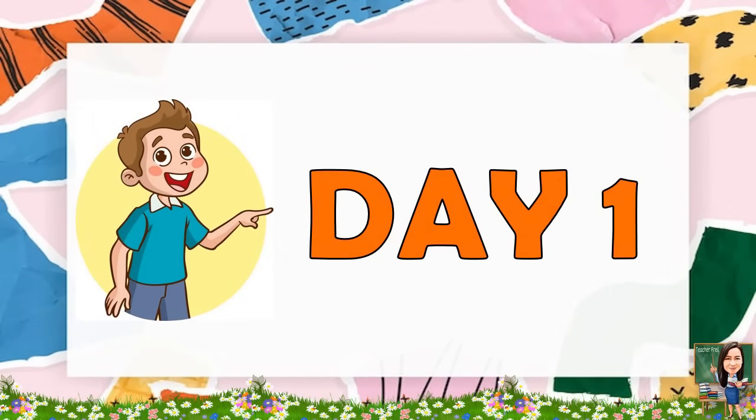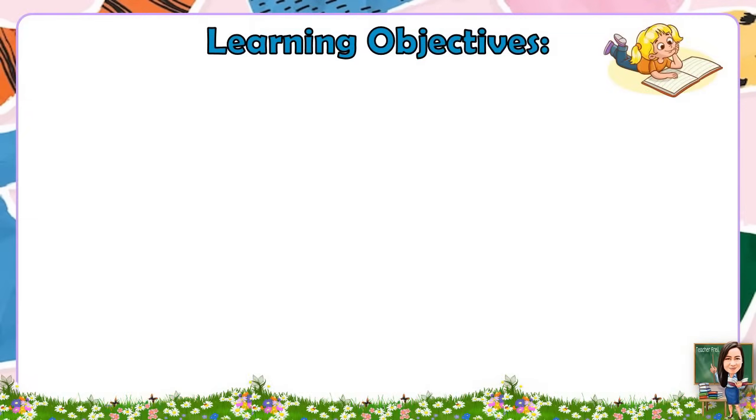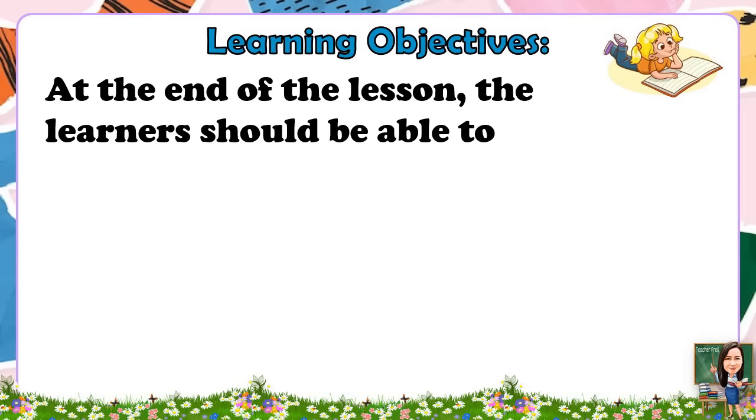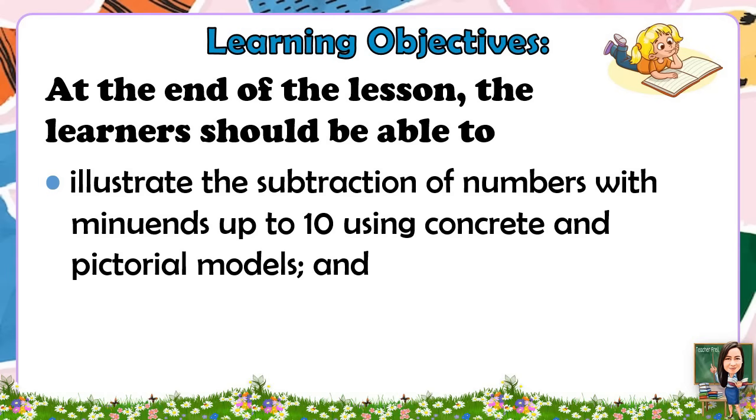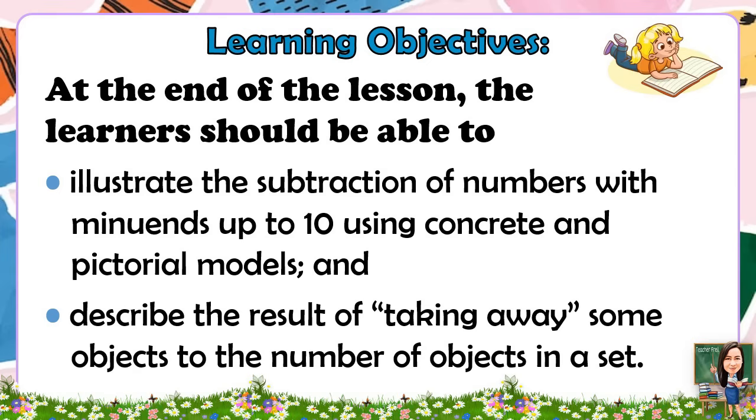Day 1. Learning objectives. At the end of the lesson, the learner should be able to illustrate the subtraction of numbers with minuends up to 10 using concrete and pictorial models, and describe the result of taking away some objects to the number of objects in a set.